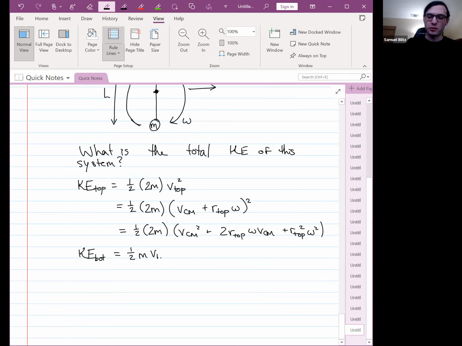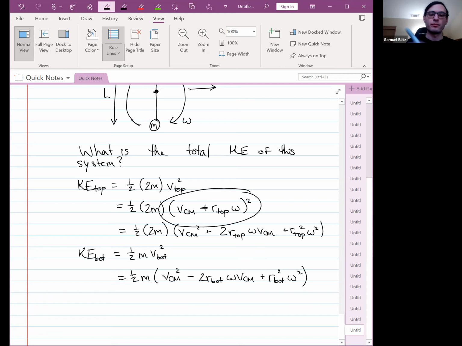So in this case, we would get 1/2 times m times v bottom squared, which is 1/2 m times v CM squared minus 2 r bottom omega v CM plus r bottom squared omega squared. So it's the same thing as this one, except with a minus sign in the middle.